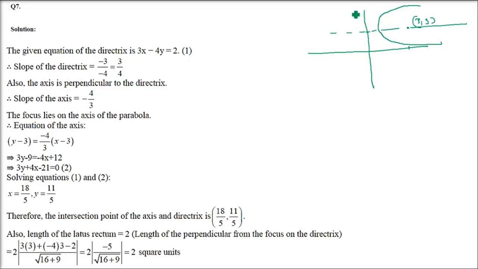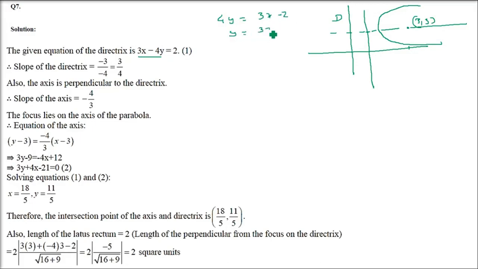And what about this line? Say the line is somewhere. You can make it anywhere, either right or left of the x-axis, but I'm just making it. This line is perpendicular to the axis, the directrix. 3x minus 4y equals 2 is the directrix. So we can write it as 4y equals 3x minus 2.